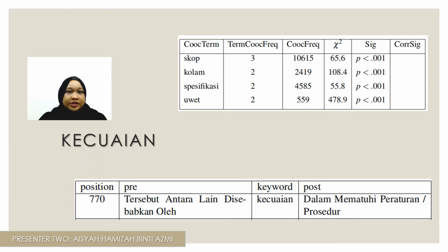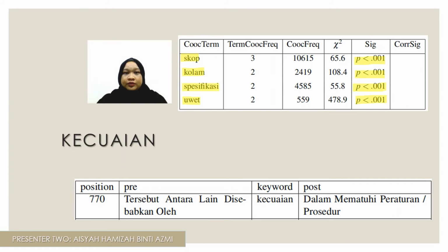The next term is kecuaian, which directly translates to negligence. It is chosen to identify any negligence in complying rules or procedures. In the output, the words scope, kolam, spesifikasi, and UWET are found to be highly significant with term kecuaian, since they have p-values less than 0.001. The word UWET is an abbreviation for Underwater Escape Training.